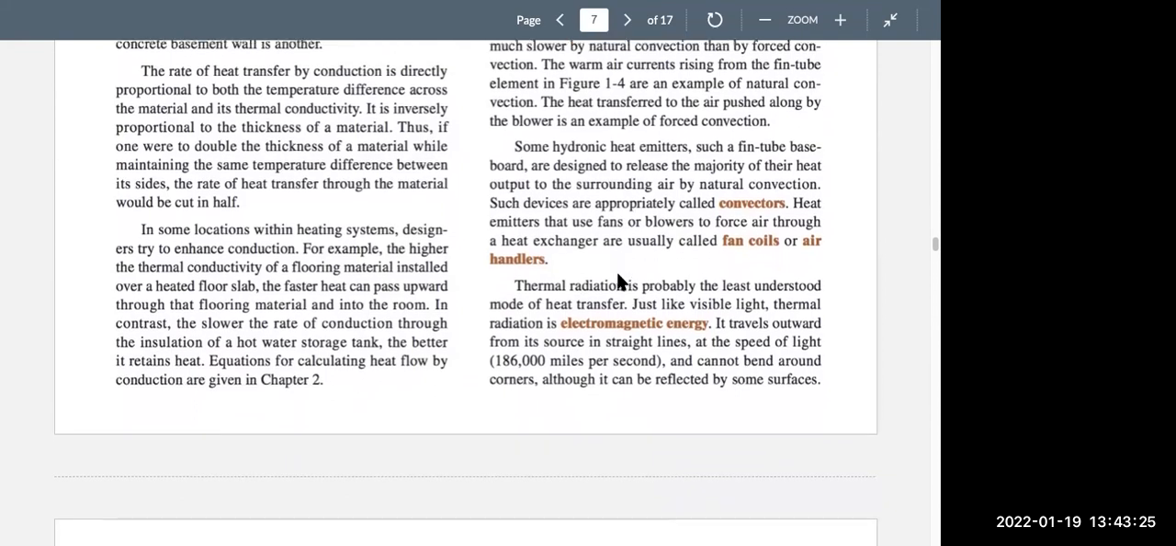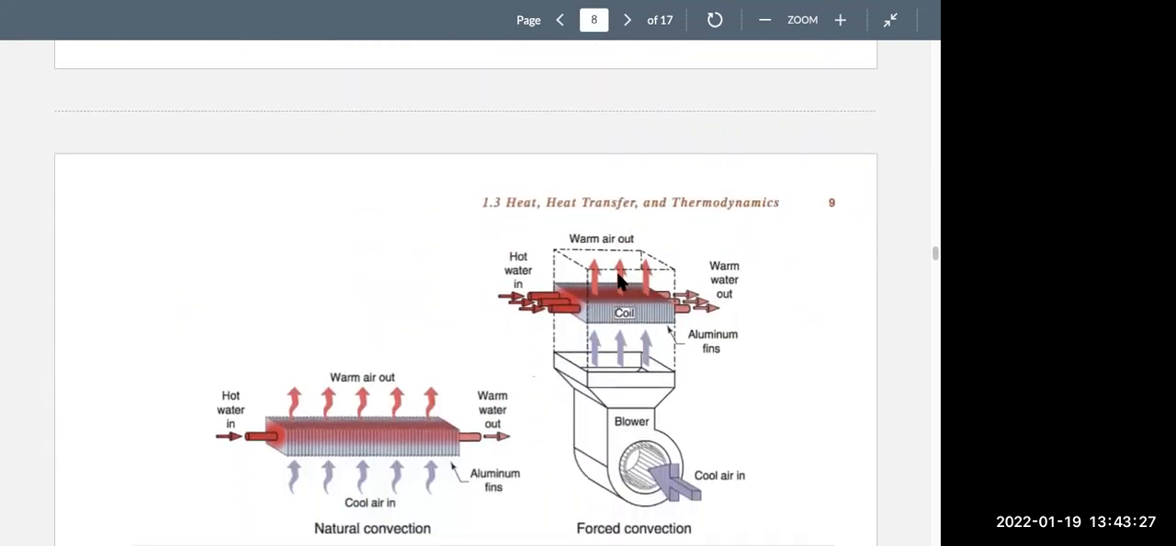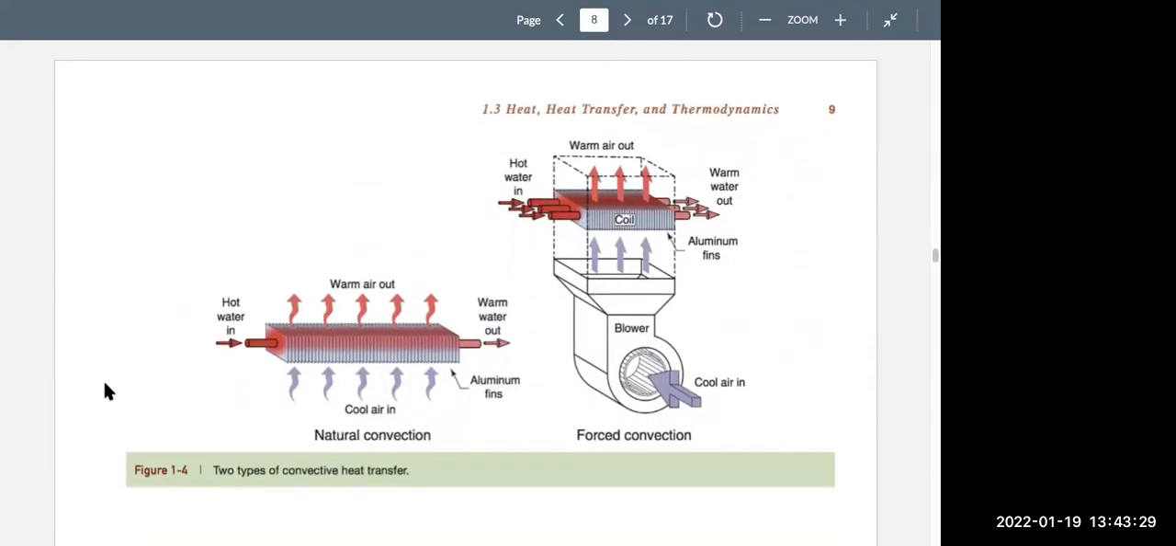Okay, so let's move on. When we're looking at two types of convection or heat transfer, we understand that we've got hot water coming in. We blow cold air over a coil. We should get warm air out. When we look in our furnaces, that's what we have.